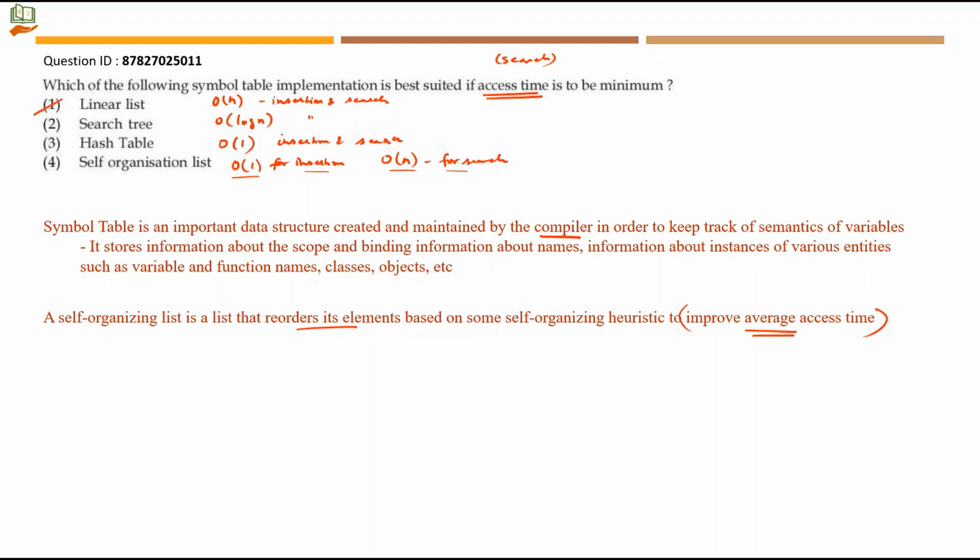So these two will get ruled out here, and because of search time here, the fourth one will also get ruled out here. Option number 3, hash table, will be the right answer. Hash table implementation is best suited if access time has to be minimum.